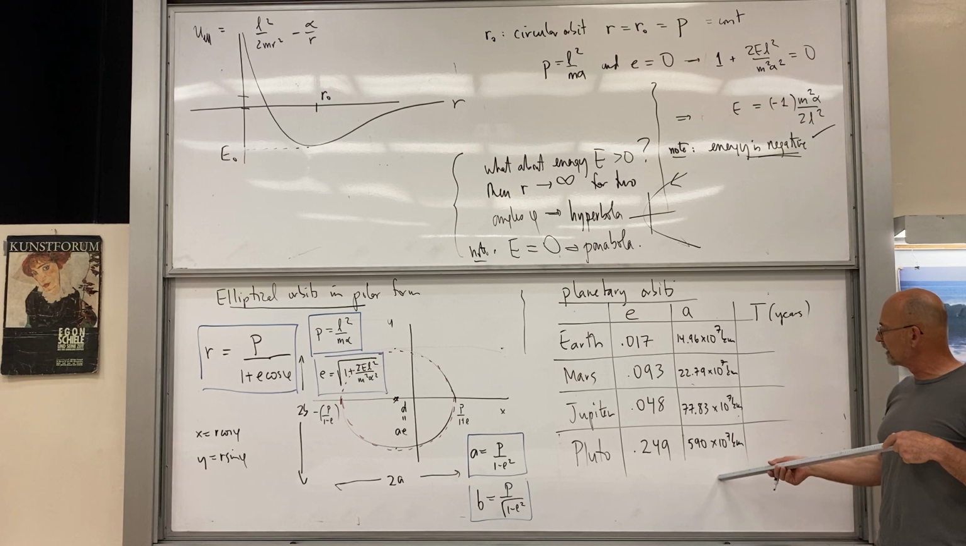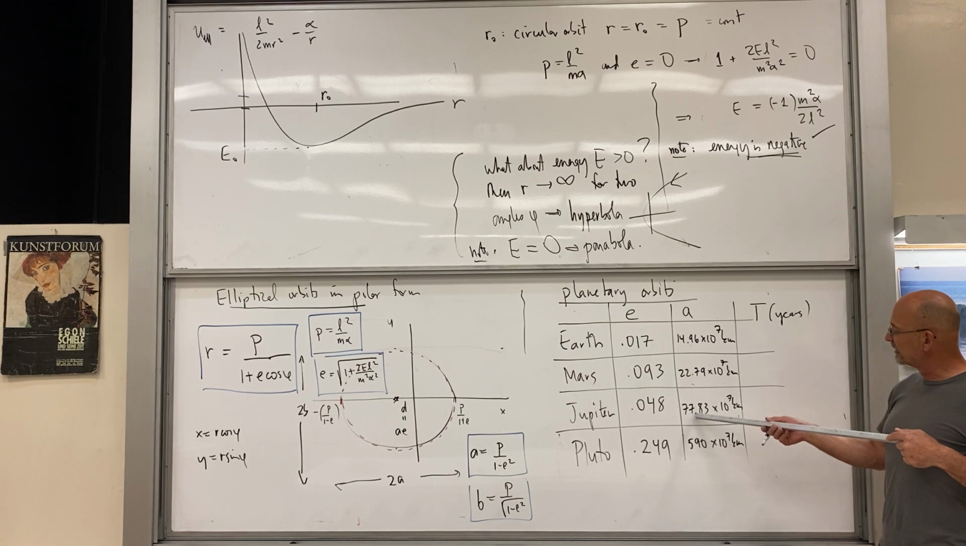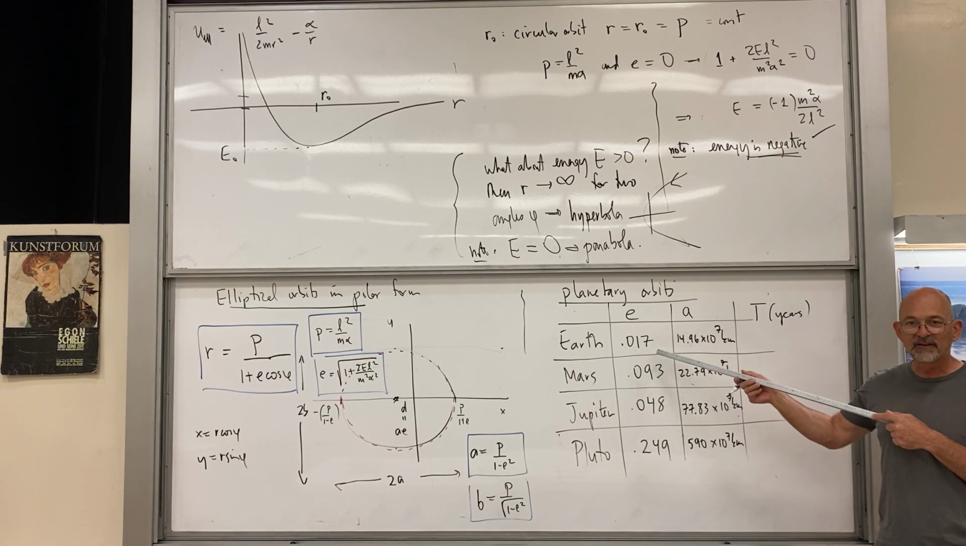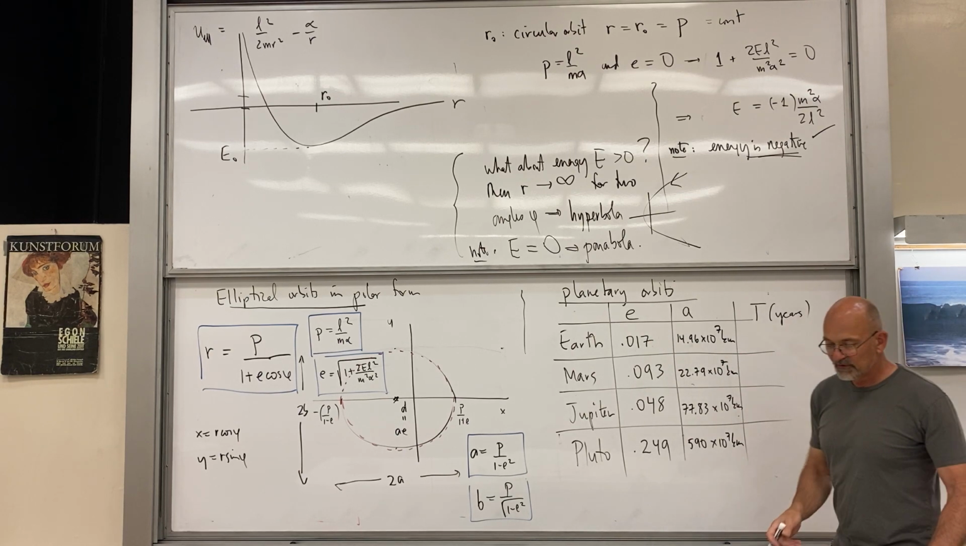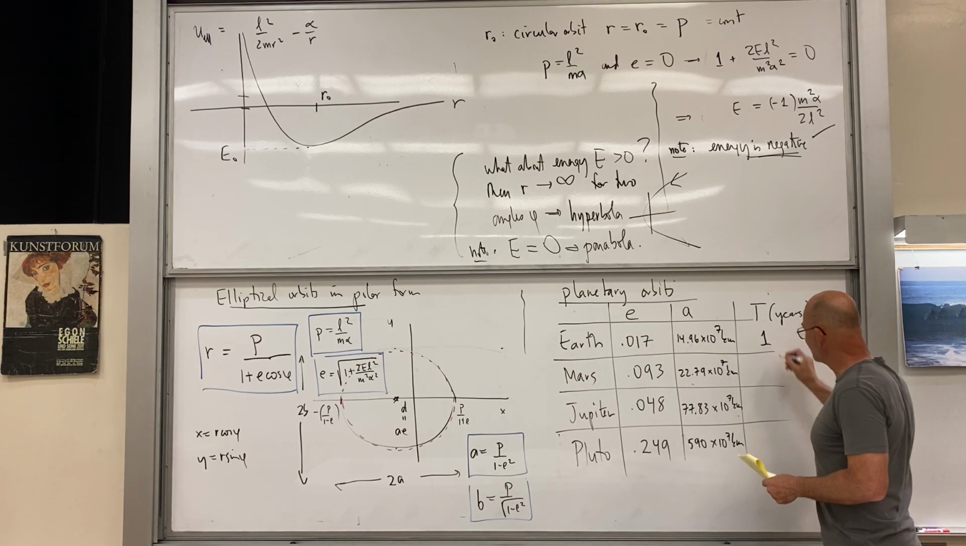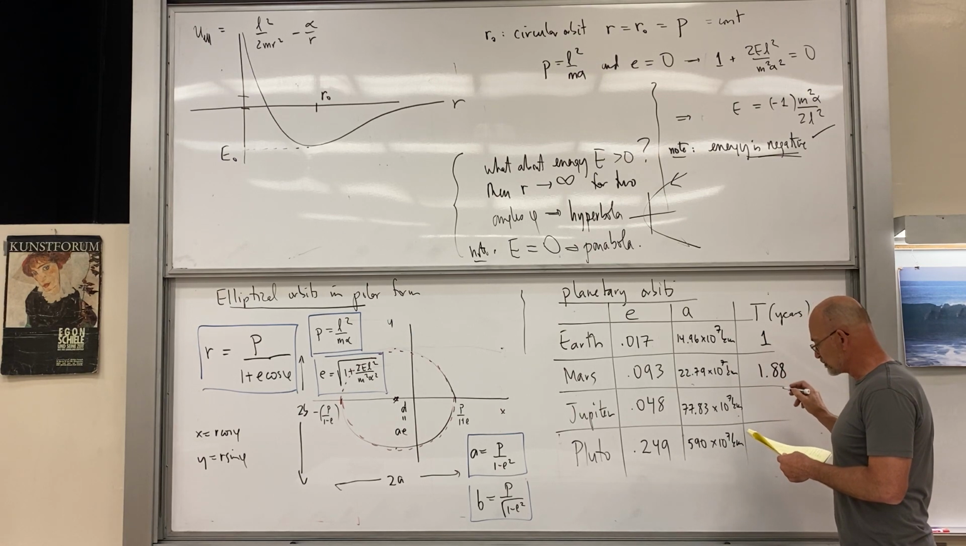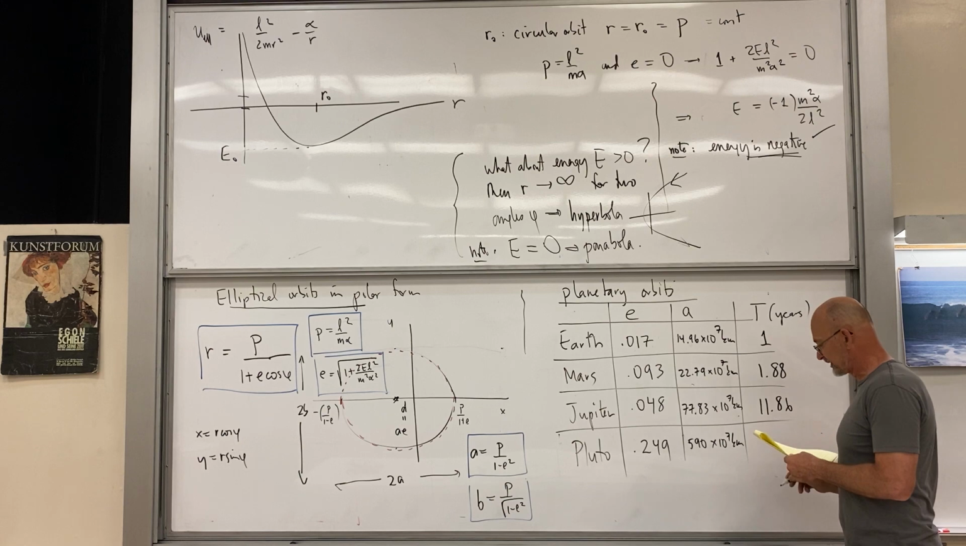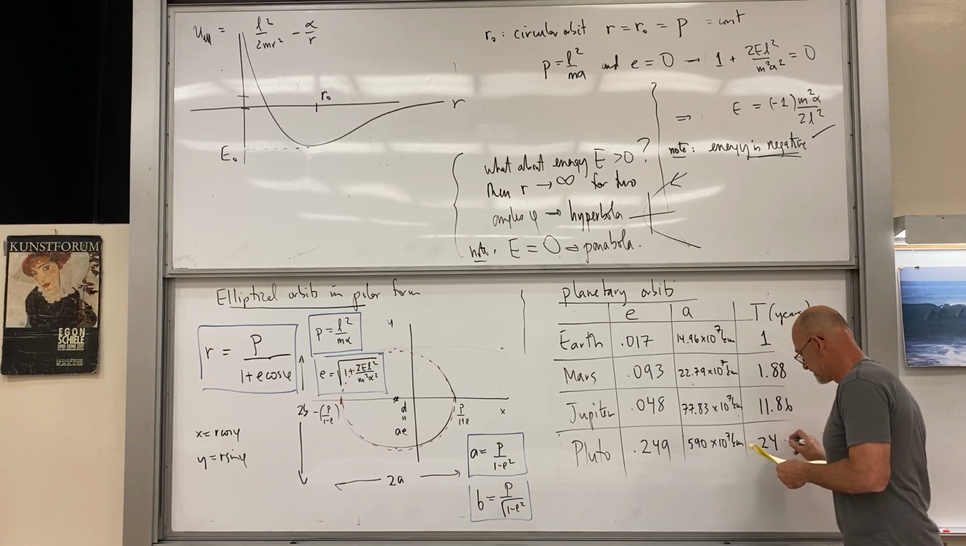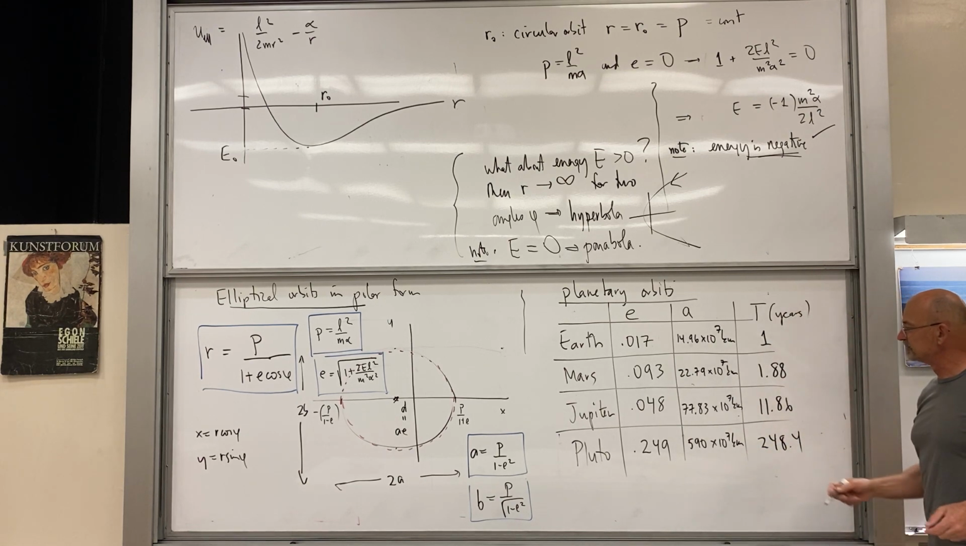So Pluto's way out there with its elliptical orbit. Jupiter's already considerably further out there. 14 and the 77. Mars, 3/2 the distance of Earth from the Sun. The years, kind of nice to do them in Earth years. Here we have just a 1. Mars 1.88. Jupiter is around 12, 11.86. 248.4. This is in years.